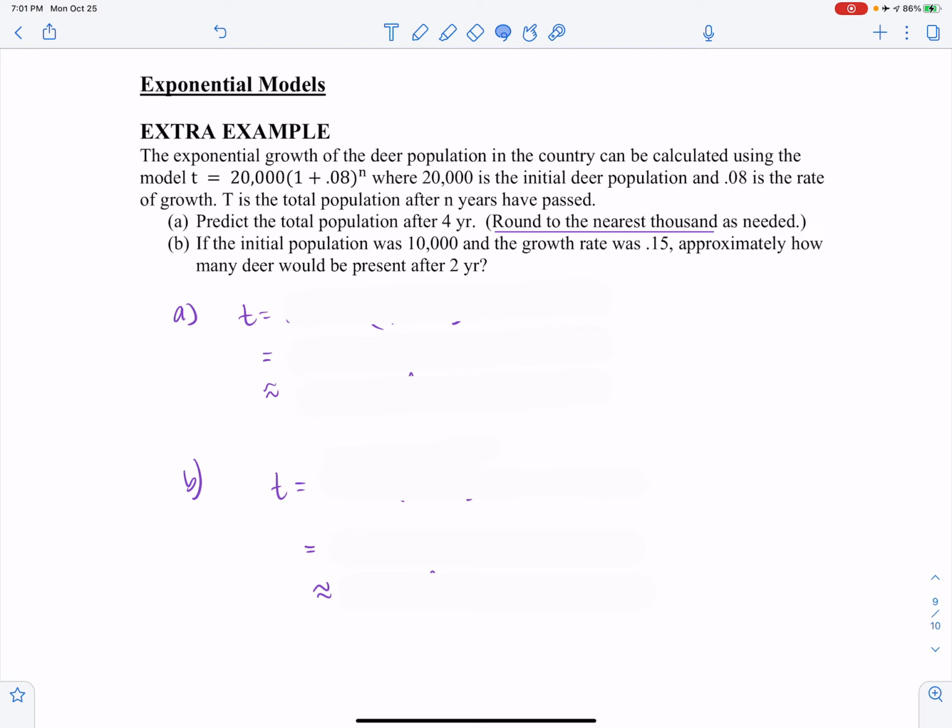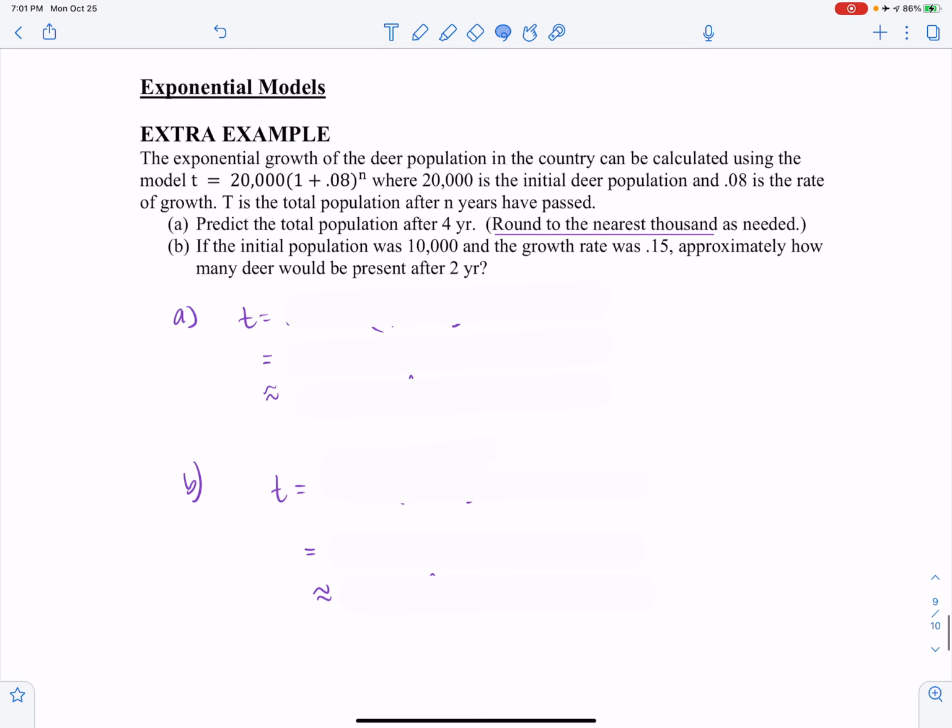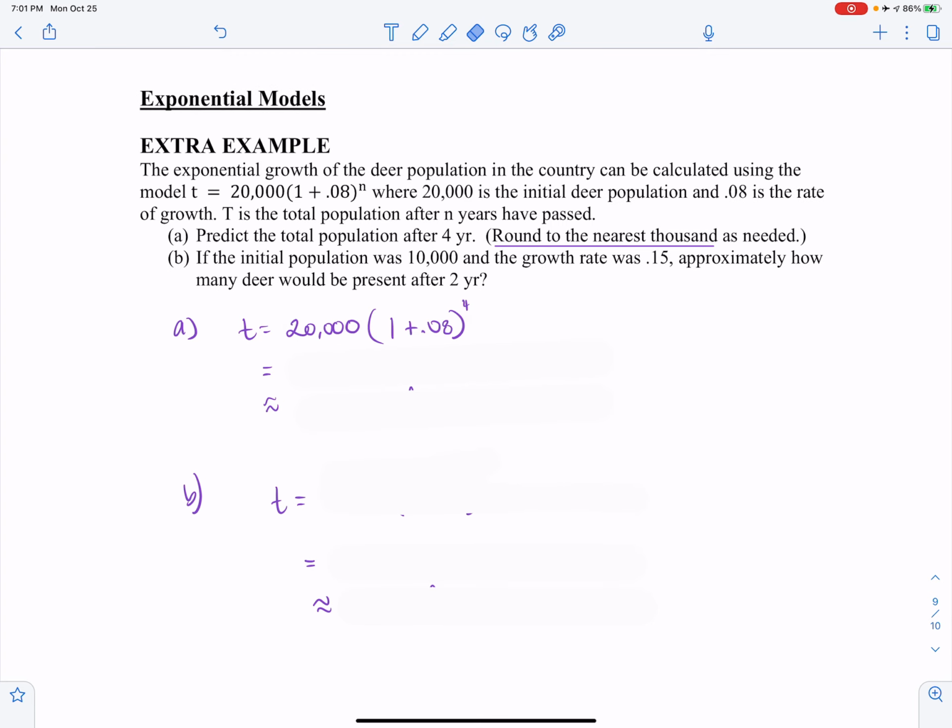So for part A, we're asked to predict the total population after 4 years. So we're going to keep our equation exactly the same. The only thing that we're going to change is our power. And so 4 years have passed. So we go and we plug that into the calculator, and we get 27,209. But please note, we were supposed to round to the nearest thousand.